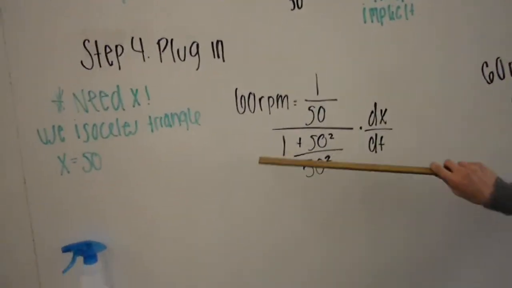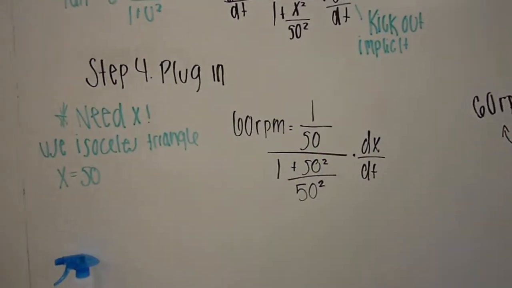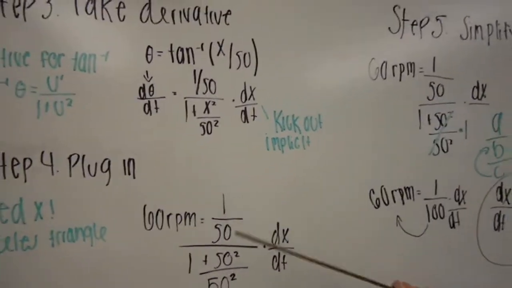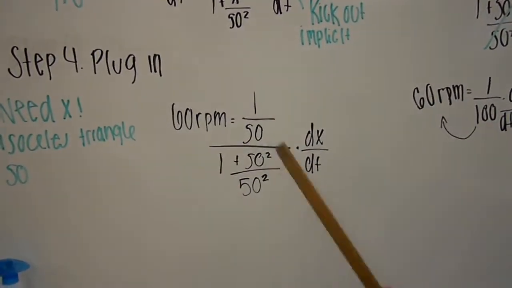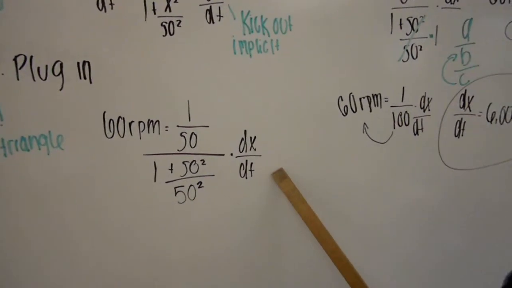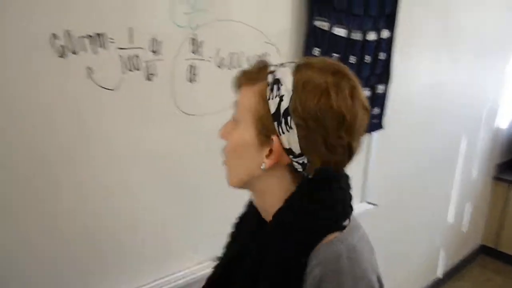So you're going to plug in. You have your 60 pi for your d theta dt that they gave you at the beginning. And then you're going to plug in for your x, and you have 1 over 50 all over 1 plus 50 squared over 50 squared. And don't forget your dx dt. That's really bad if you forget your dx dt. That's what you're solving for. Don't forget it. Keep it there.